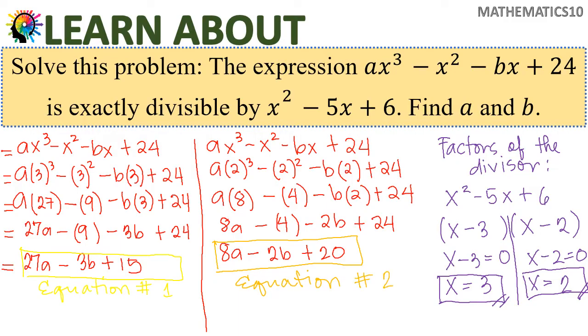Why did I term it as equation? Because actually I am going to rewrite this, our answer, the 27a minus 3b plus 15, I will make it into an equation in the form of ax plus by equals c. So I will have 27a minus 3b equals negative 15. And then equation 2 will be 8a minus 2b equals negative 20. So here it goes. So now take note of our two equations. We are not yet done because we really need to continue the process, and that is the application of systems of linear equations.